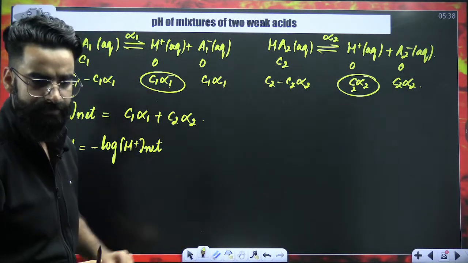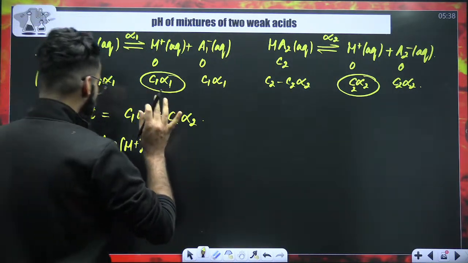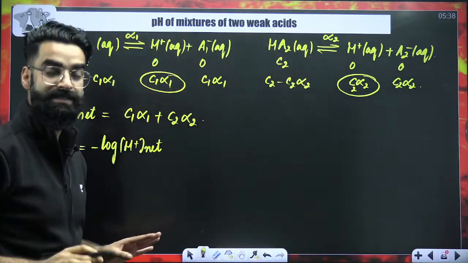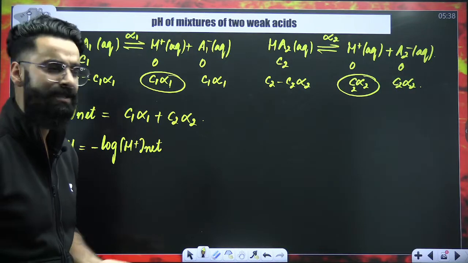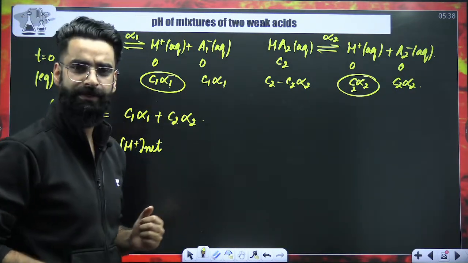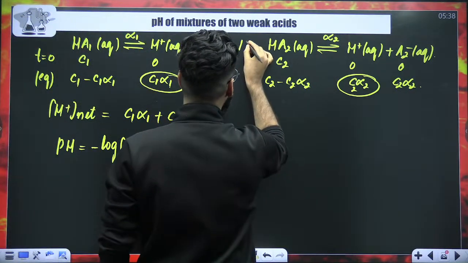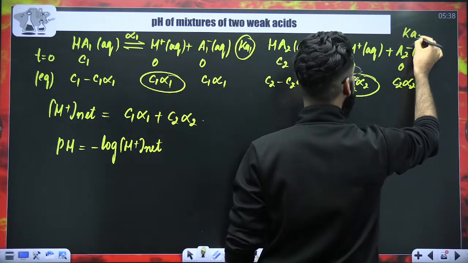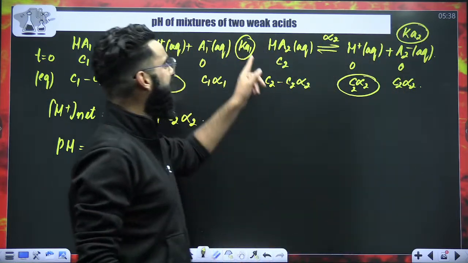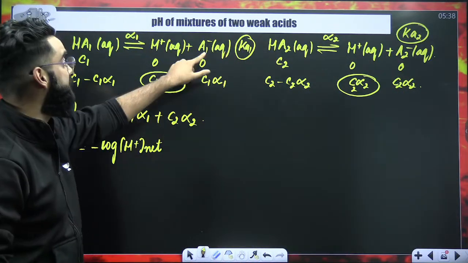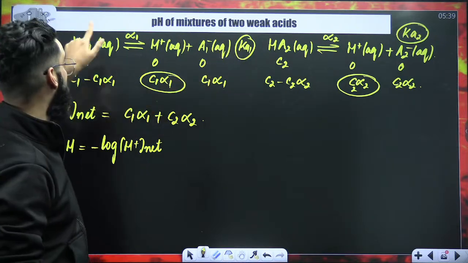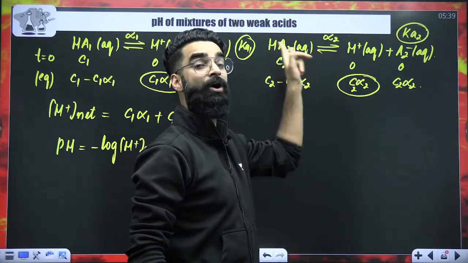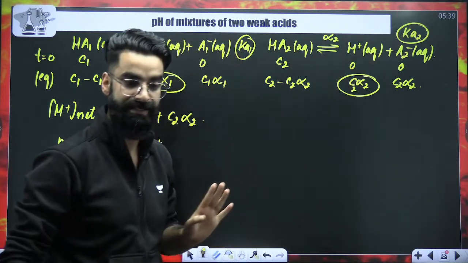Number two, my dear students. Imagine that alpha 1 and alpha 2 are not given to us. Imagine there will be some questions in which alpha 1, alpha 2 won't be given to you. You will be given Ka1 and you will be given Ka2. What is this Ka1 and Ka2? Ka1 is the dissociation constant, ionization constant of this weak acid. Ka2 is the dissociation constant or ionization constant of this second weak acid.